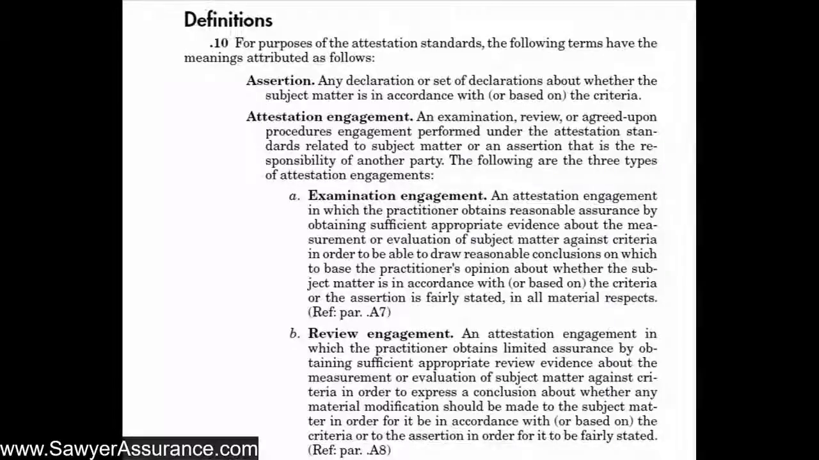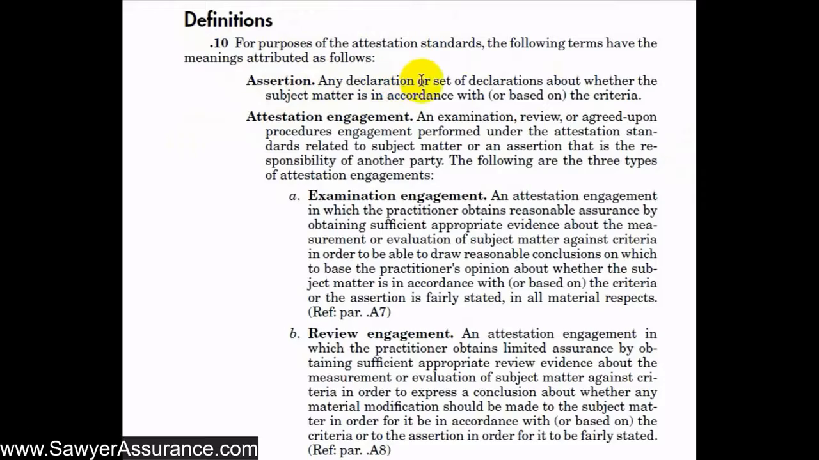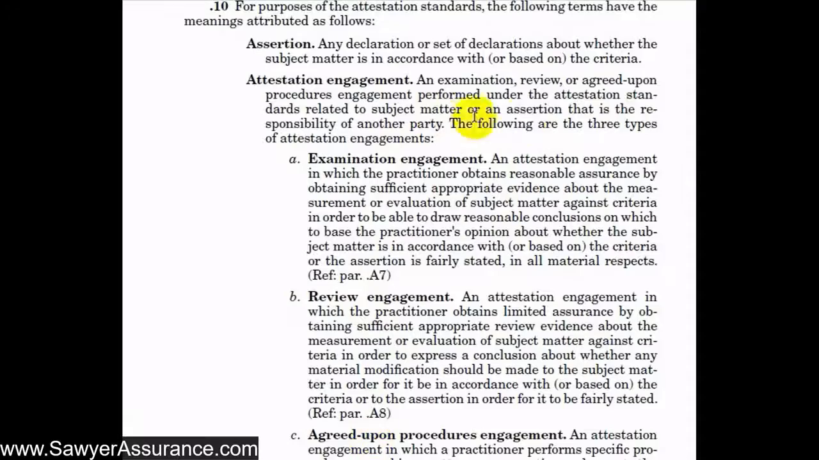Okay, so now we're down in the definitions section, and let's just run through several of the definitions that are relevant to where we are now in this section. A lot of it will be a lot more clear as we go through it, I believe. So an assertion is any declaration or set of declarations about whether the subject matter is in accordance with or based on the criteria. There's definitions for subject matter and criteria later on, and we'll see those. But first, let's understand what an attestation engagement is. It's an examination, a review, or an agreed upon procedures engagement performed under the attestation standards, that's what we're going through right now, related to a subject matter or an assertion that is the responsibility of another party.